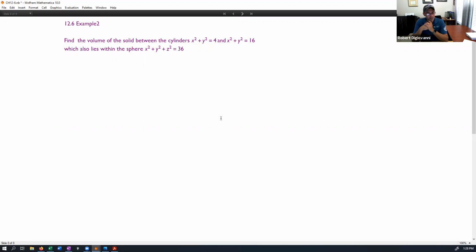So when you look at a problem like this, it says find the volume of the solid between the cylinders x squared plus y squared equals 4 and x squared plus y squared equals 16, which also lies within this sphere. You're going to have to draw the picture first, then that will determine whether you're going to use Cartesian, cylindrical, or spherical. We don't even have spherical yet, but you need to see what the region looks like, what the domain on the XY plane looks like. So let's do this one.